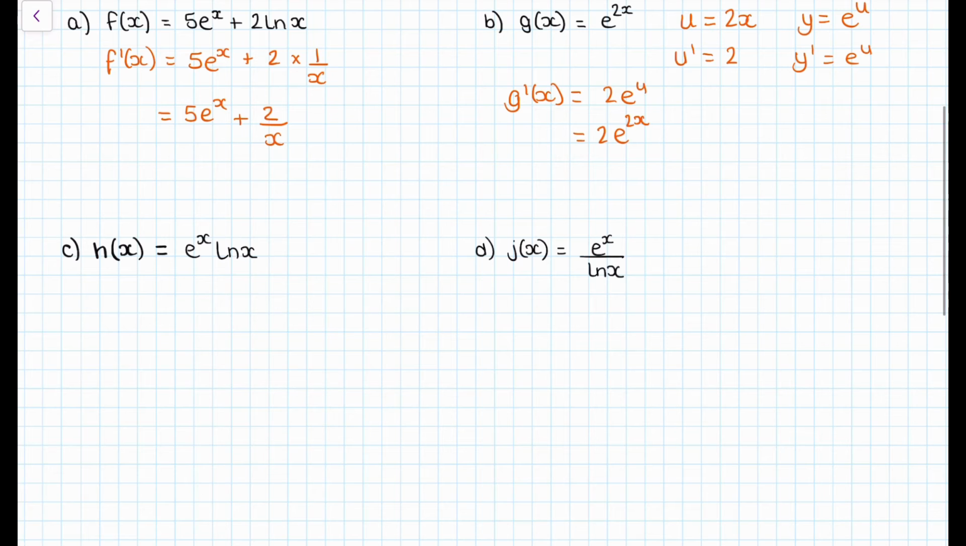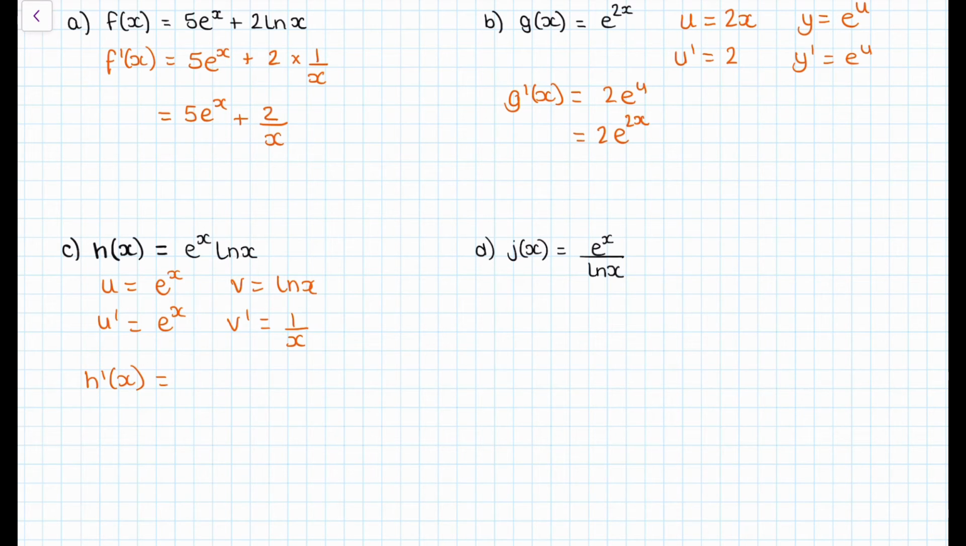C, e to the x multiplied by ln x. We have something with x multiplied by something else with x, which means it's a product rule. So our u is the first function, and our v is the second function. The derivative of each, e to the x is just e to the x, derivative of ln x is just 1 on x. Then we just apply the product rule.